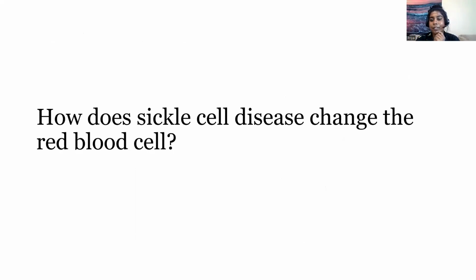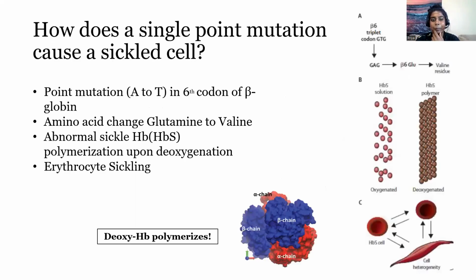So, how does sickle cell disease change the red blood cell? Really, sickle cell disease is caused by a single point mutation, which is crazy. And this point mutation is in the 6th codon of beta globin. So here's an image of hemoglobin, if you can see my mouse. It's made up of 4 polypeptide chains, 2 alpha chains or alpha globin, and 2 beta globin chains. All 4 of these together make hemoglobin. And the mutation is in the beta globin chain. It causes an amino acid change from glutamine to valine.